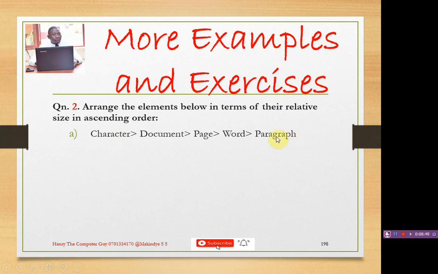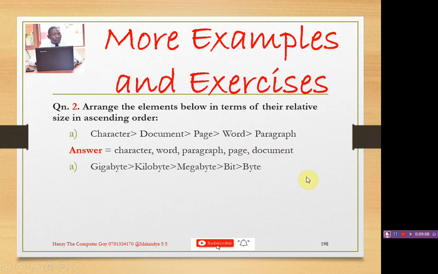Then after forming a paragraph, they can form the page, the whole page of the document. Then it forms the entire document. That is how we are answering it. So it becomes a character, then word: characters form words, words form paragraphs, paragraphs form pages, then pages form the entire document.